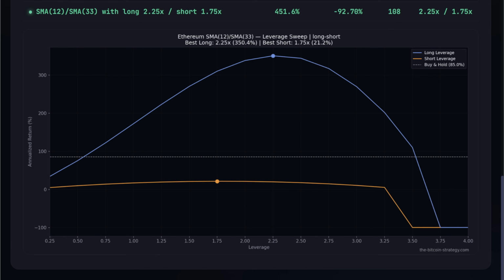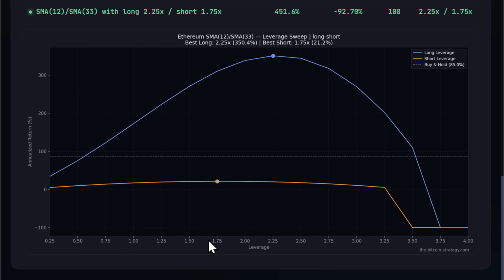And so here is the backtest. We backtest the best leverage for our long positions, so when we bet on rising prices, and for our short positions, when we bet on falling prices. We can see that our annualized return for long positions tend to be much higher than for short positions. We can also see that we can take more leverage, so 2.25x for our longs, compared to our shorts.